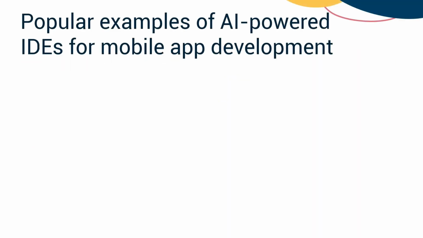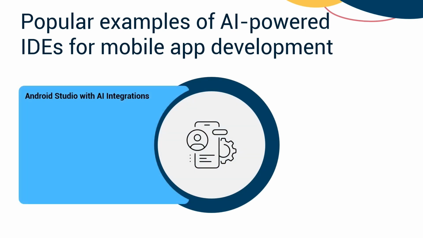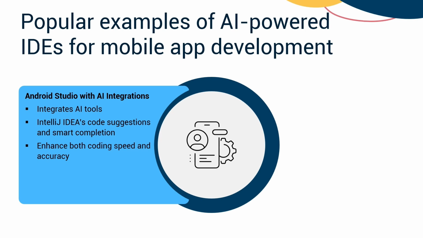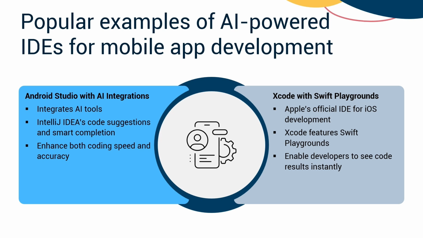Let's look into some popular examples of AI-powered IDEs for mobile app development. Android Studio with AI integrations. Android Studio, the official IDE for Android development, integrates AI tools such as IntelliJ IDEA's code suggestions and Smart Completion, which enhance both coding speed and accuracy. Xcode with Swift Playgrounds. Apple's official IDE for iOS development, Xcode, features Swift Playgrounds, enabling developers to see code results instantly. AI-driven tools in Xcode also assist with efficient debugging.